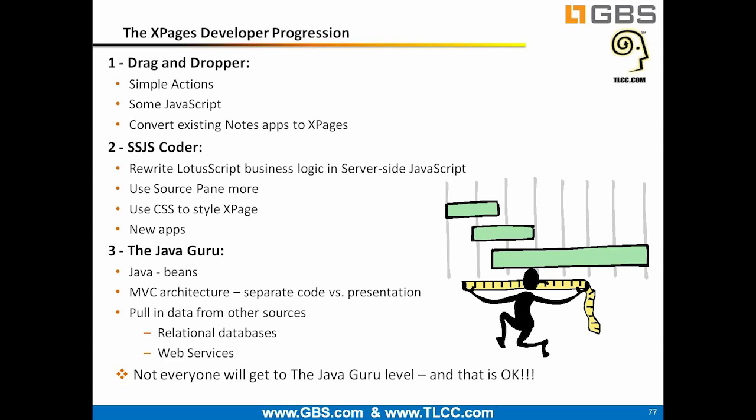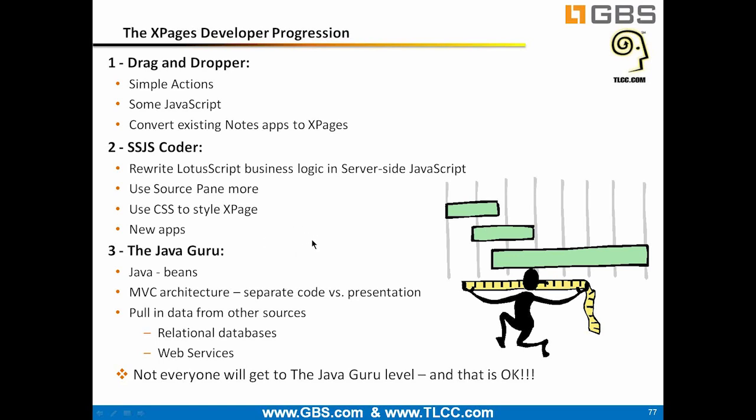And you'll probably start to use the source pane more and start to use some of the CSS styling to fine-tune the appearance of your XPage. And once you start doing that, you'll also probably start thinking of new applications you can create in XPages, and start moving away from just purely migrating, to how can we use XPages to create further functionality and capabilities for your company. And finally, the last step of this progression is getting into Java and working with maybe relational data, web services, social feeds like from LinkedIn and Connections and Facebook.